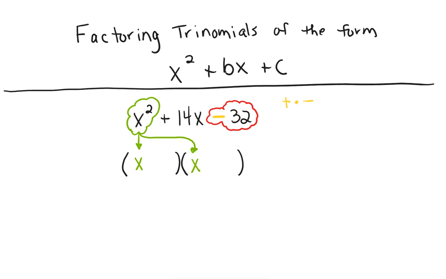In my first two examples though, my last term was a positive. So it either had to be a positive times a positive or a negative times a negative, and you decided by what the middle term was. But this one, I have a negative 32. So one number has to be positive and the other has to be negative.